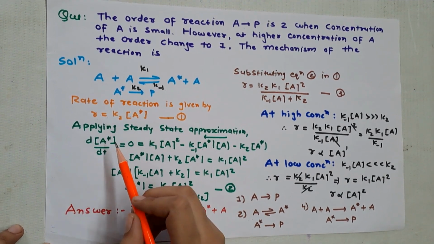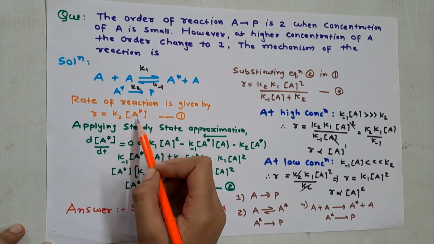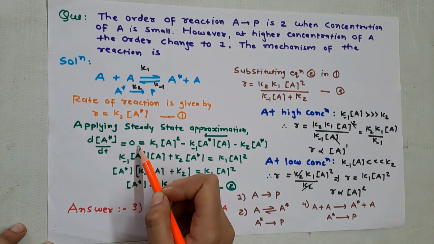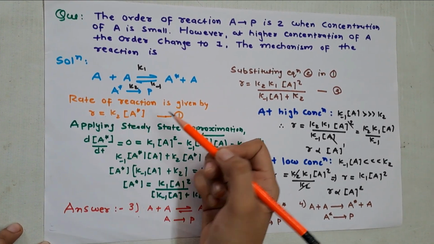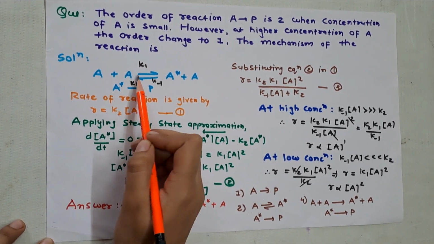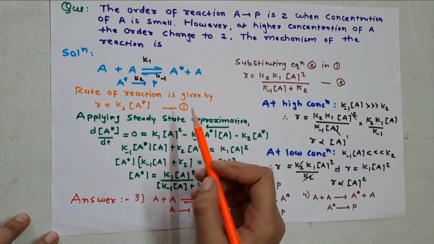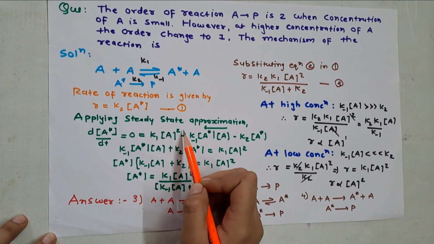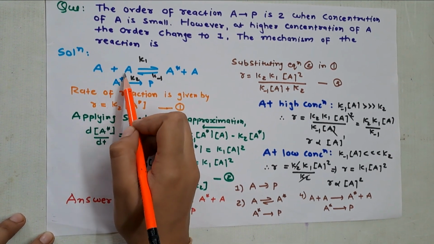Now we will apply the steady state approximation in order to find out the concentration of A star. So d[A star]/dt is equal to 0, which is equal to the rate of formation of A star minus the decomposition of A star. The first step is the formation of A star, so its rate can be written as K1 into the concentration of A squared. Here the 2 is obtained because two reactant molecules are used.